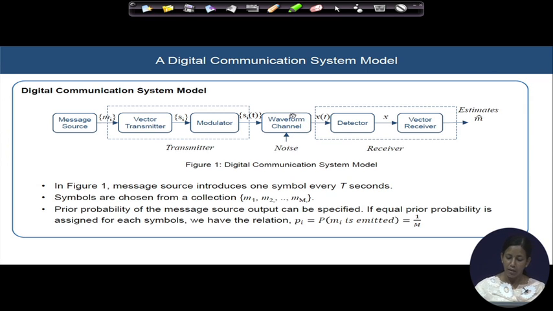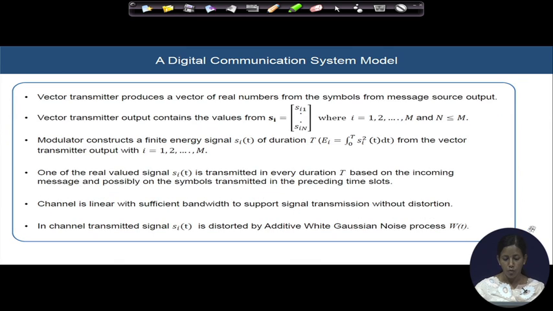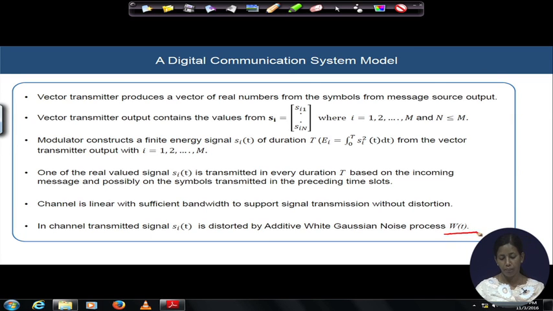For our understanding, we will consider a channel that has at least the bandwidth equal to the signal bandwidth, or more. We are also considering that the noise added by the channel is an additive white Gaussian noise process, which we will now denote as W(t). Hence the transmitted signal Si(t) that the modulating block gives you will be distorted by this additive white Gaussian noise process.